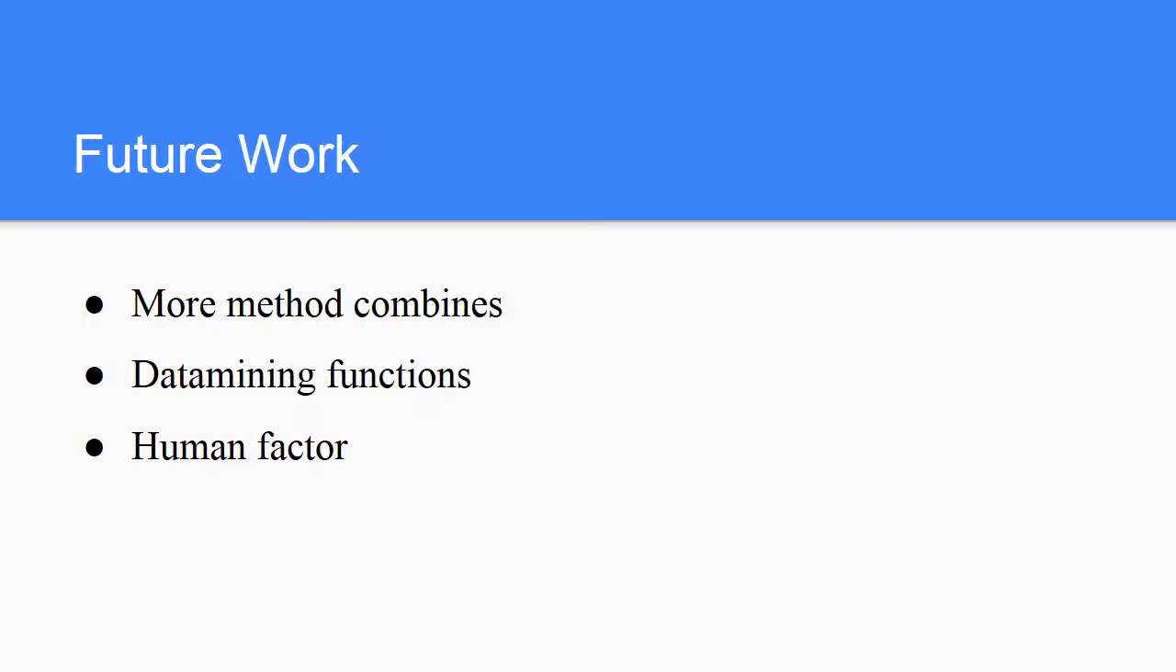And the last part is the human factor. As we know, data mining is just calculations with the data, but when we make decisions, we have to consider the human factor. So maybe data mining is only one part supporting decision making, and we will consider the human factors more.